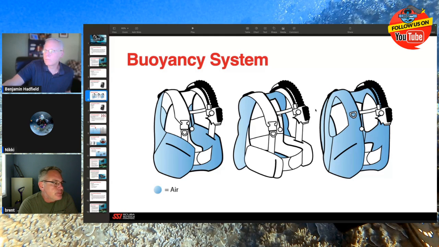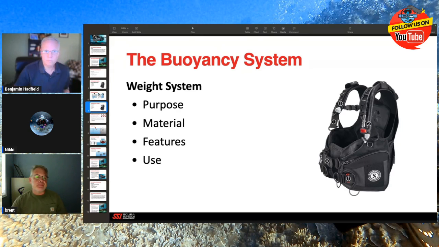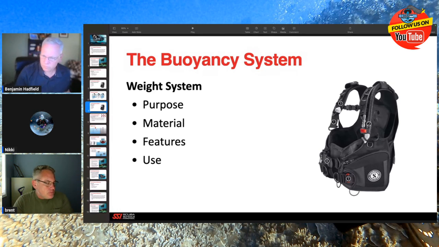No. Okay. So another key to our buoyancy system is the weight system. What do you think the purpose of adding weight would be? Help you with the buoyancy. Absolutely. So there are people who are little rocks, right? And they sink. And then there are people, and I will say that I'm one of them, I tend to be a floater, right?